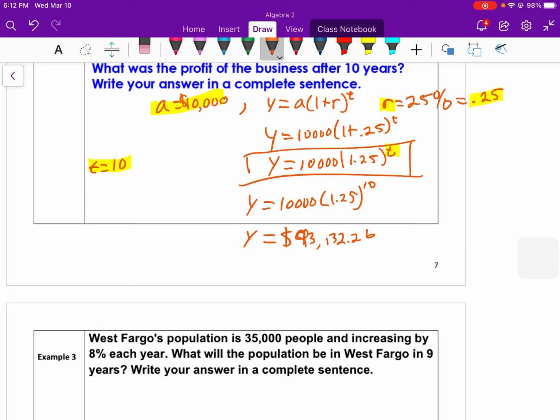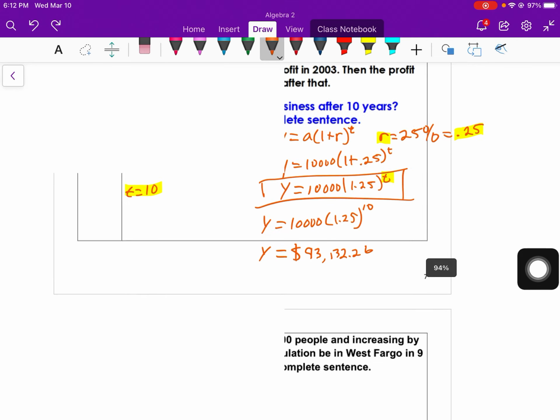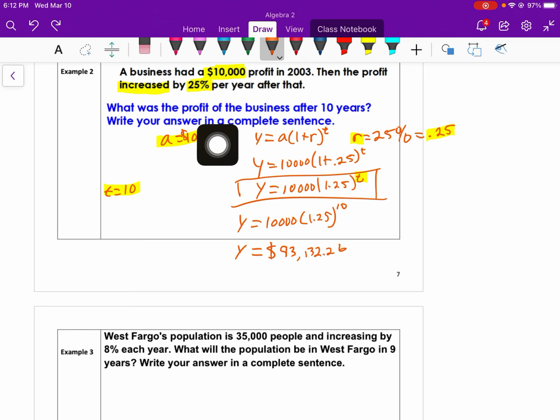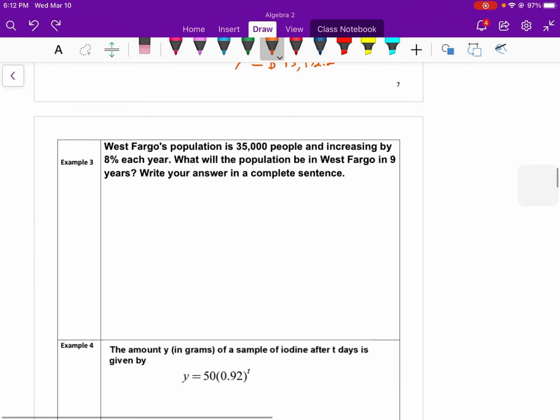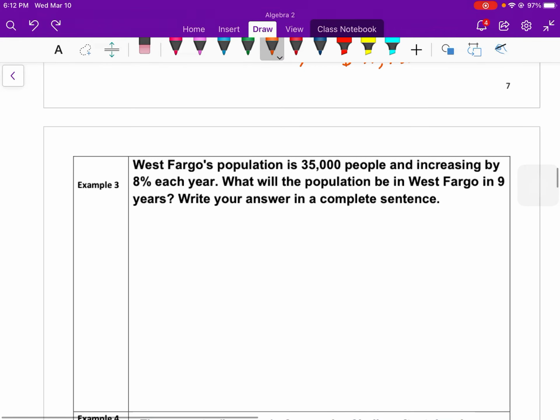That product would be $93,132.26. Also, cents. This is money, so I'm going to round it to the nearest hundredth because that's what will make the most sense in this context. And then finally, it would ask you to write your answer in a complete sentence, and that would be: the profit of the business after 10 years would be $93,132.26.